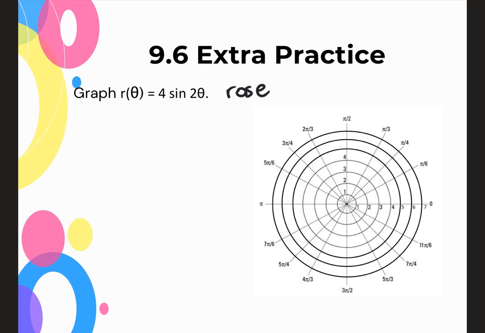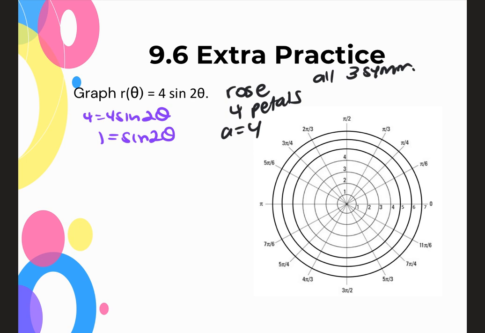What do we know about that rose? 4 petals. Oh, I thought it was if it was even. A is 4. If it's even, we double the n. Okay. Yep. Oh, but it's the second one. That was before. No, the 4's the length. What else do you know if it's even? It's the second. All 3 symmetry. Okay. All right.